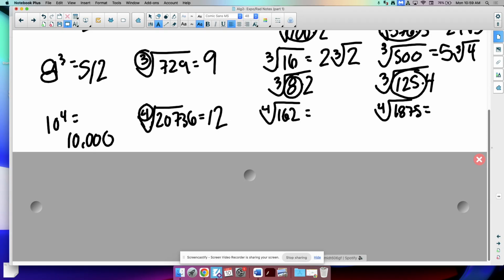162. If you go down your x to the 4, and again we're doing the 4s because it's a 4th root, is 162 on that list? No. So you have to find the biggest number on this list that divides 162.